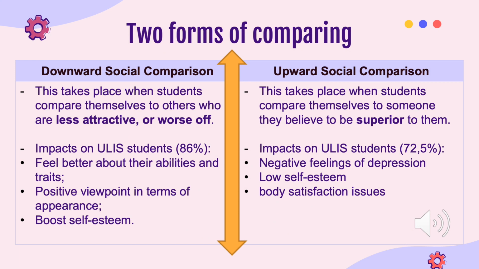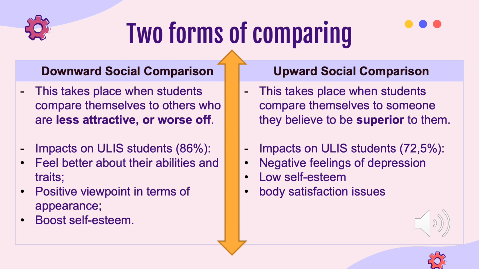According to this theory and the survey results, there are two types of social comparison that ULIS students, especially third-year ones, are related to: a downward and an upward social comparison. The first one is downward social comparison.